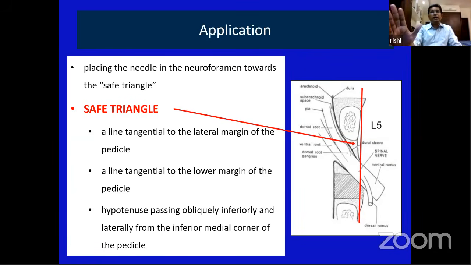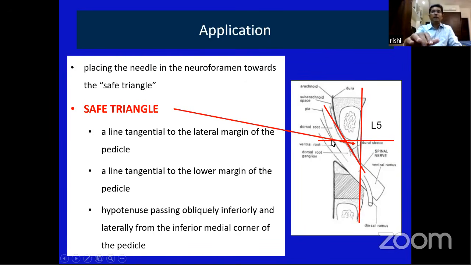When we take an AP C-arm picture, there is a line which can be drawn tangential to the lateral margin of the pedicle. Another line is drawn tangential to the lower margin of the pedicle. And there is a hypotenuse which passes obliquely from inferior and lateral, from the medial quarter of the pedicle laterally. So the space between this region is called the safe triangle of the intervertebral foramen.